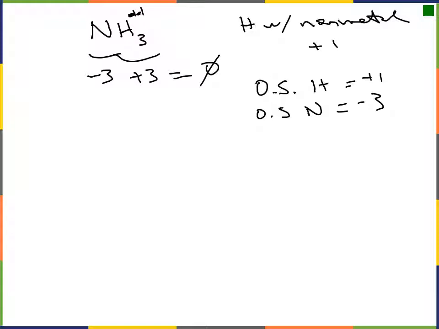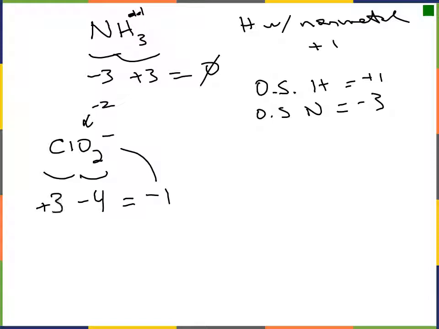Let's do another one. If we say we have ClO2 minus. All right. Oxygen here is going to be -2. And there's 2 of them. So that's going to be -4. Now this is an ionic compound, so it's going to add to the charge, and that's -1. We have 1 chlorine, therefore it has to be +3. +3 -4 is equal to -1. And we say the oxidation state on chlorine is +3, and the oxidation state on oxygen is -2. So +3 and -2.